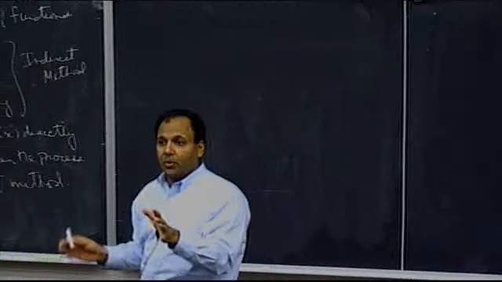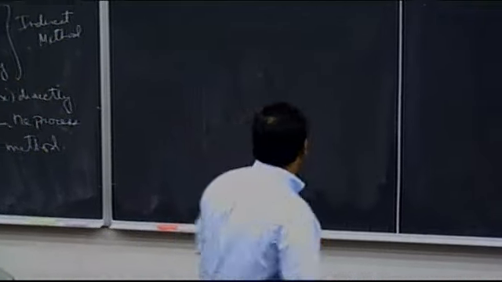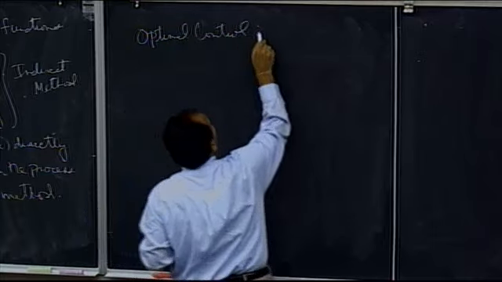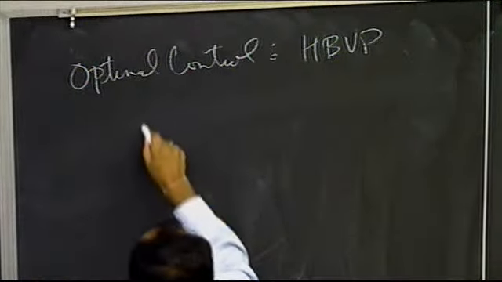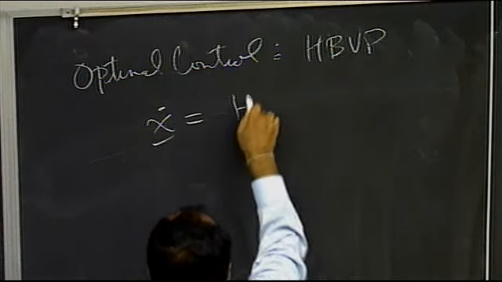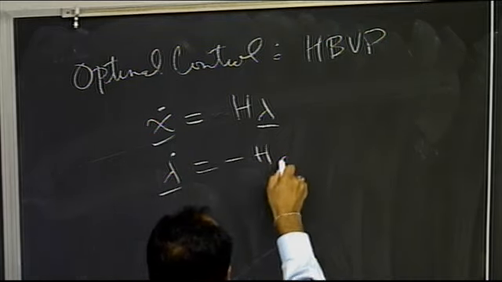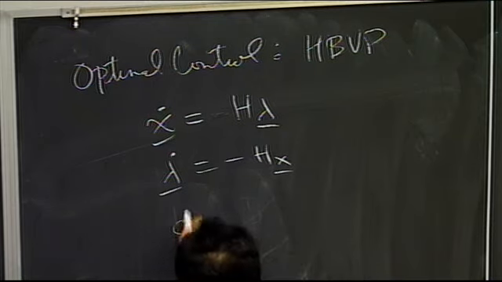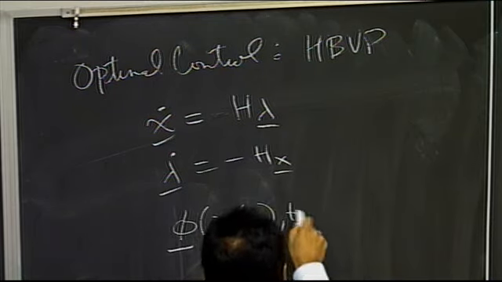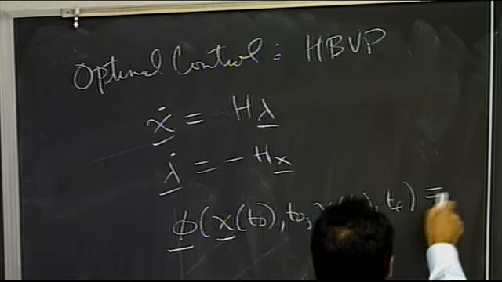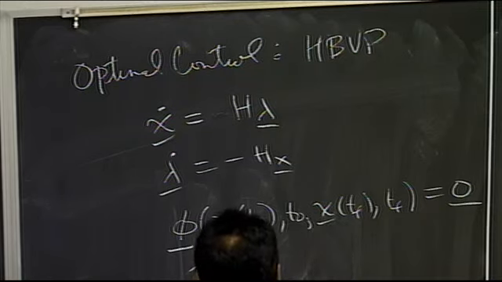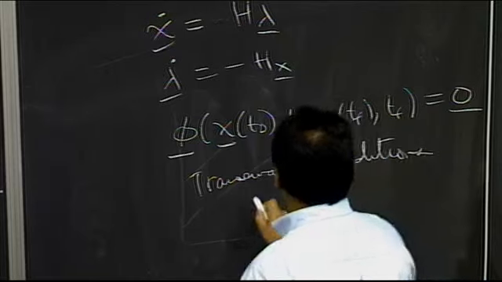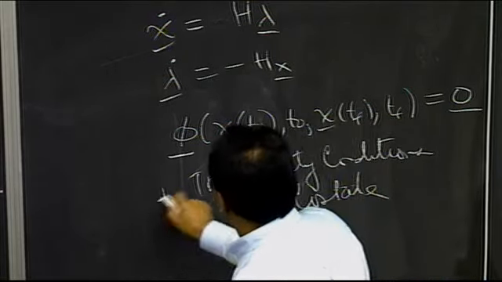Now let's go to the optimal control problem, so we can see a little bit about how this relates to optimal control. You remember that in an optimal control problem, the necessary conditions gave us this Hamiltonian boundary value problem, which has this particular form, where x dot is equal to H lambda, and lambda dot was equal to minus H x, right? So we got this Hamiltonian system, and we also had a bunch of boundary conditions, phi of x of t0, x of tf, and tf equals 0. Plus the transversality conditions on the costate.